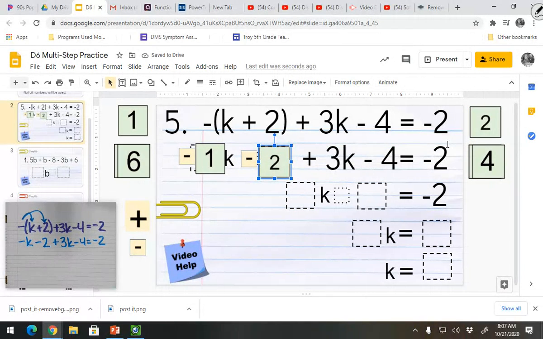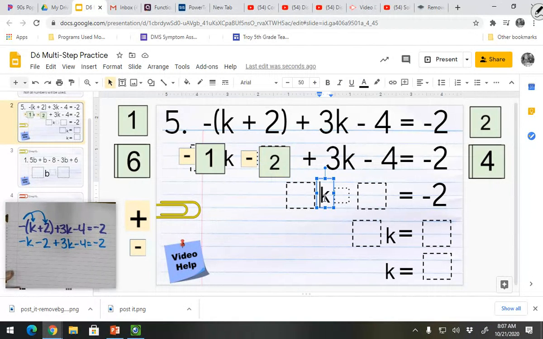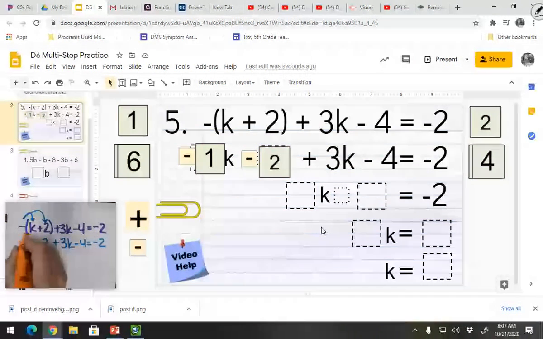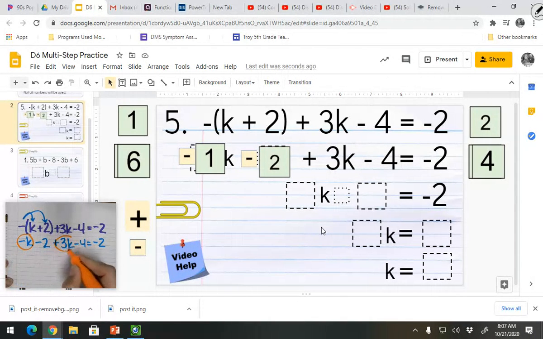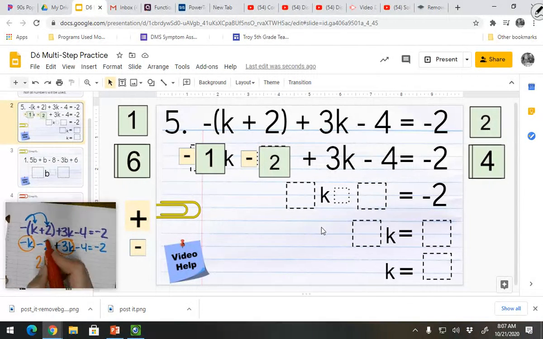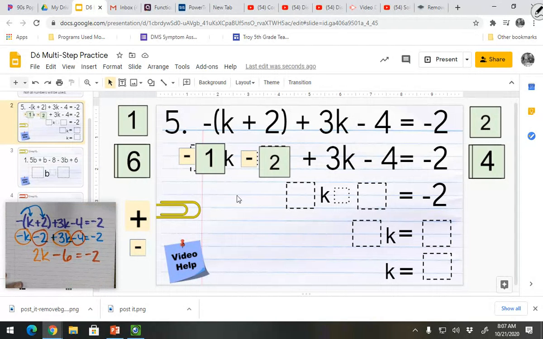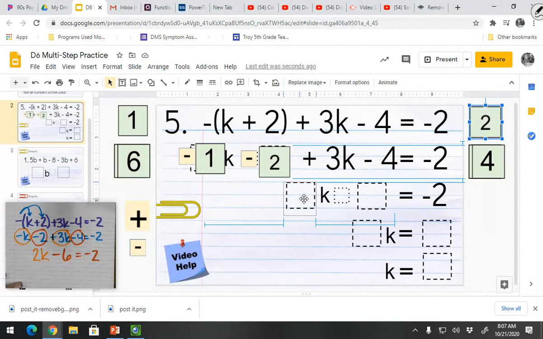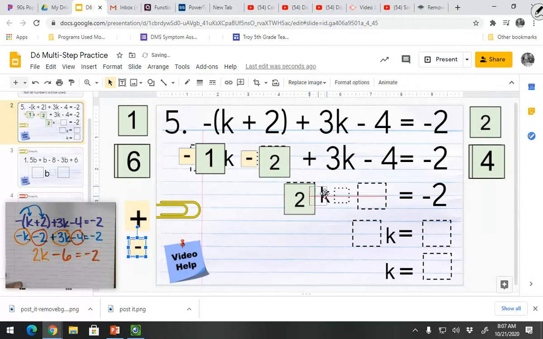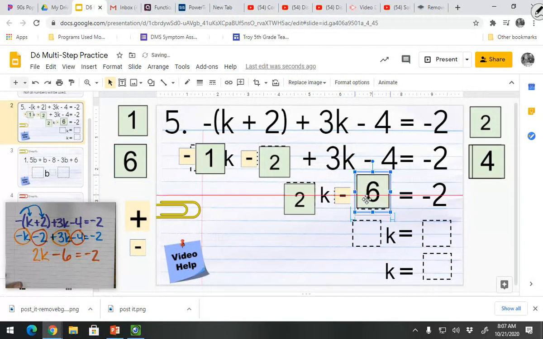All right, so I'm going to keep going then. Looking at this, how many k's do I have? So I have negative 1 and a positive 3. So I have 2 k's. And then I have negative 2 and negative 4, which would make negative 6 equals negative 2. All right, so that's 2k, and then we have minus 6 equals that negative 2.